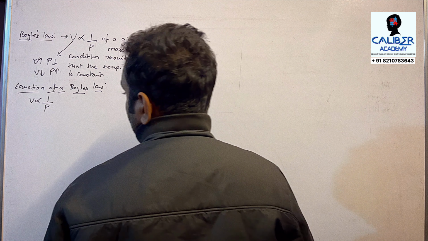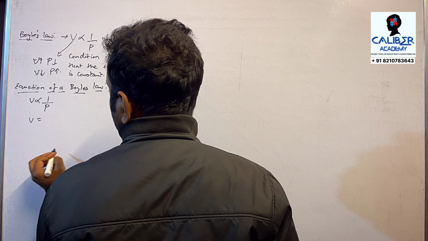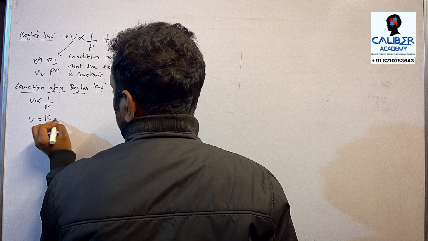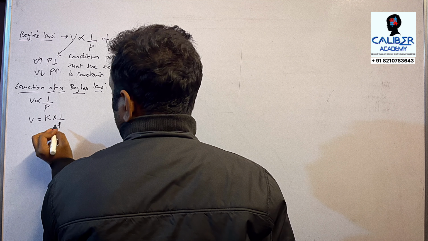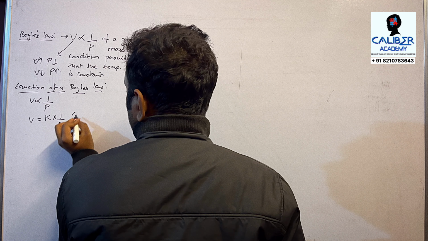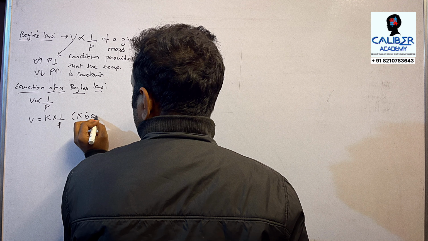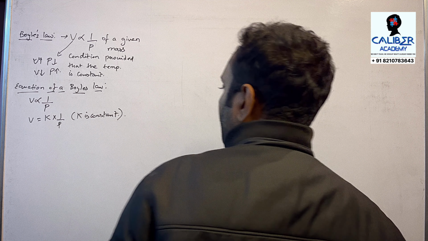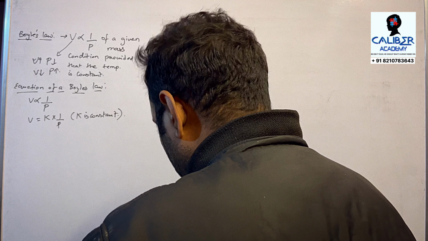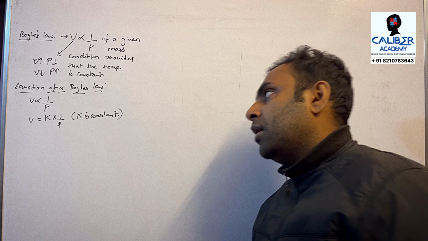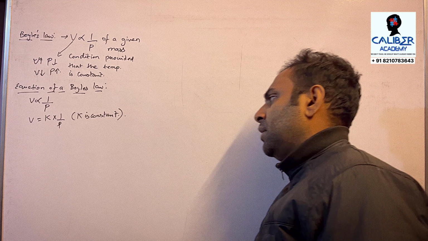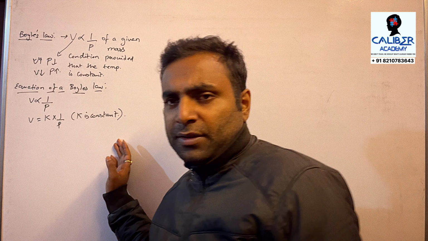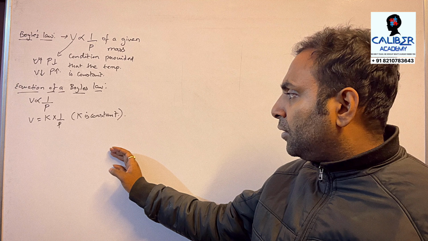So volume is equal to K into 1 by P. Now K is what? Here K is constant, right? So V is equal to K into 1 by P, where K is constant.